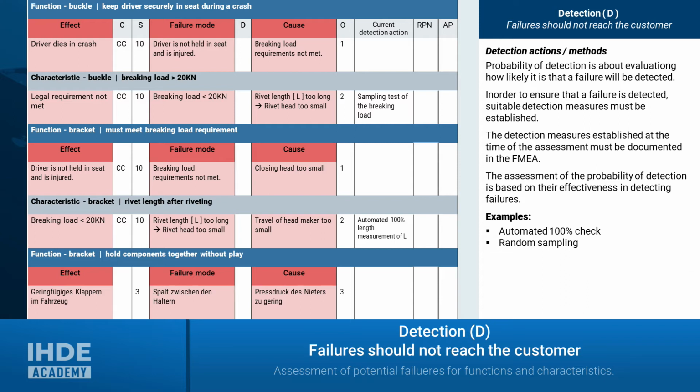Two examples of detection methods would be an automated 100% check as the most effective method versus a random sampling as a less effective method. Two detection methods were entered in the FMEA form. A braking load that is too low can be detected by random braking load tests. An incorrect riveting length is detected by a 100% fully automated measurement.